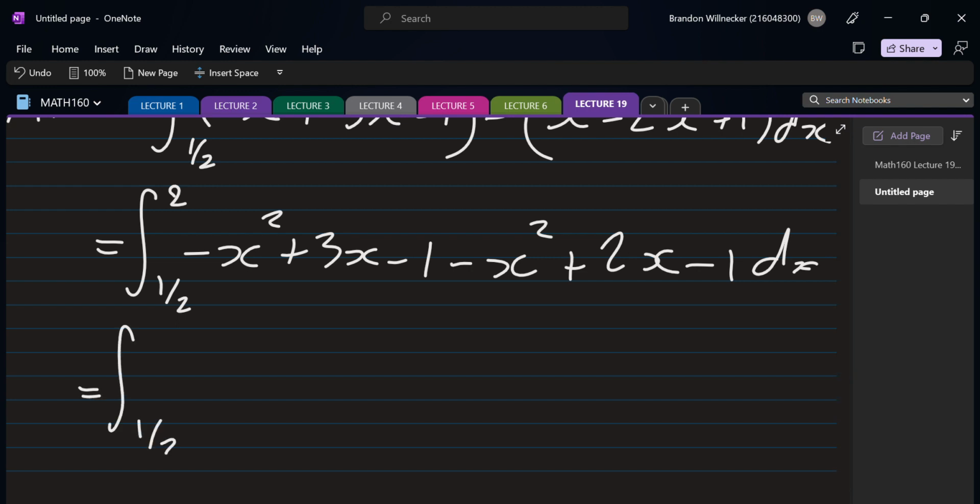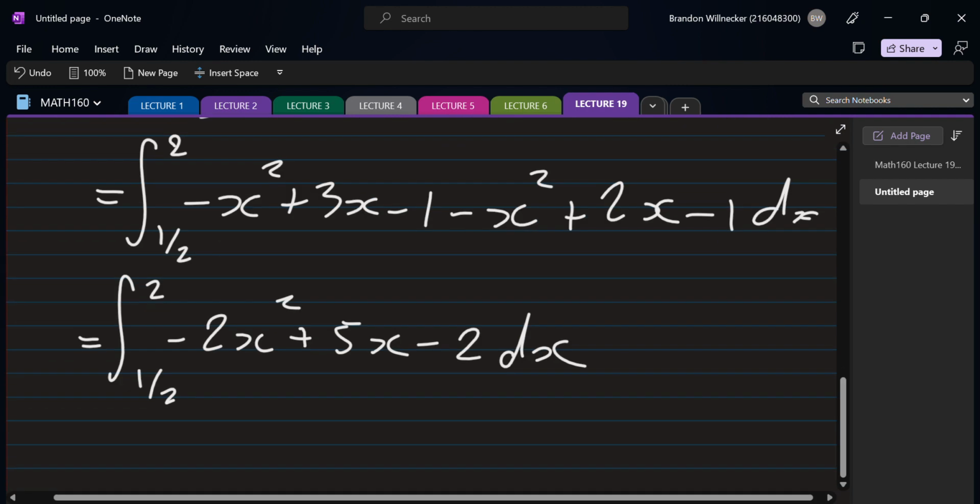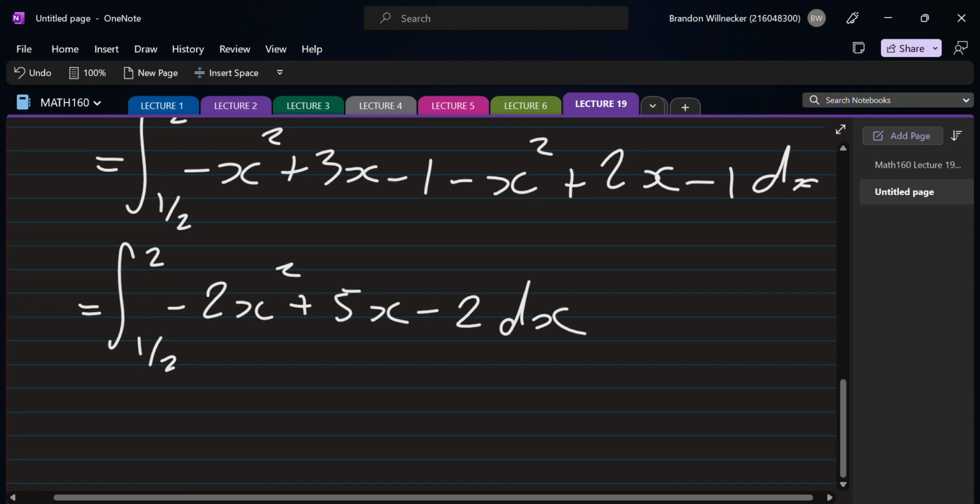Okay, integral from 1/2 to 2. Now you could just find the antiderivative like this, but it would be better to combine the like terms first. So we've got minus x squared, so that's a minus 2x squared. We've got a plus 3x and a plus 2x, so that's a plus 5x. And then a minus 1 and a minus 1, that's a minus 2. So having fewer terms means less likely to make a mistake.